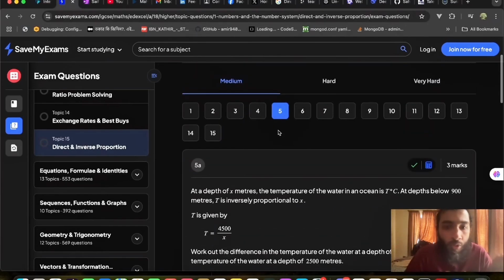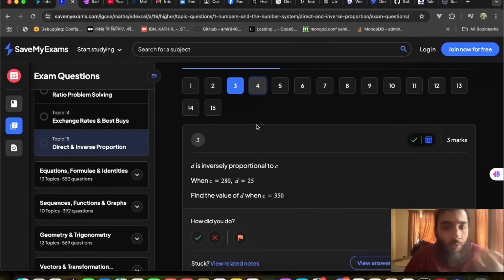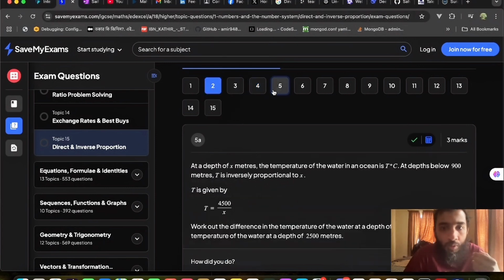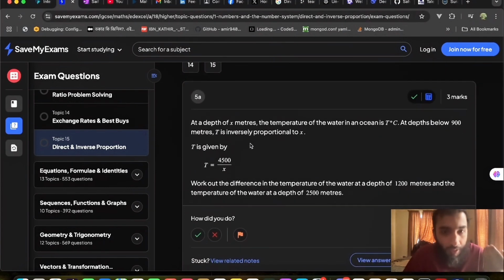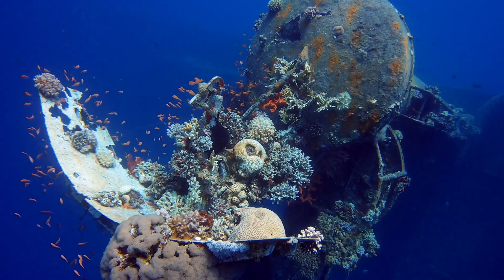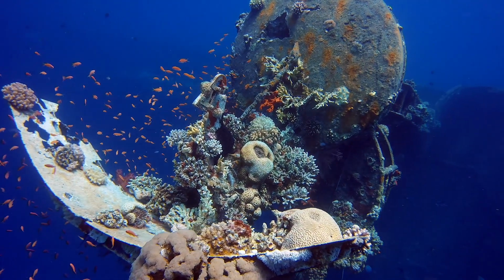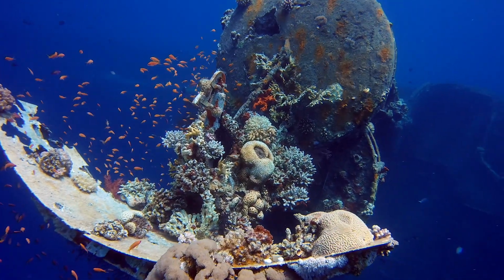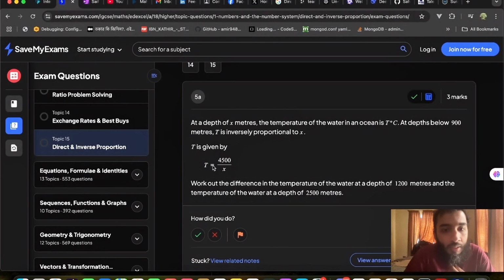If I now focus on problem number 5a, problems 3 and 4 are very similar to problem 2, so I'll skip them and go straight to 5a. What does problem 5a say? At a depth of x meters, the temperature of the water in an ocean is T degrees Celsius. At depths below 900 meters, T is inversely proportional to x. The formula is given as T is equal to 4500 by x. So if T increases, x decreases.